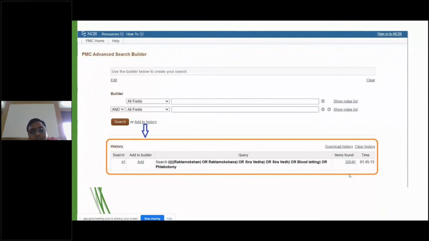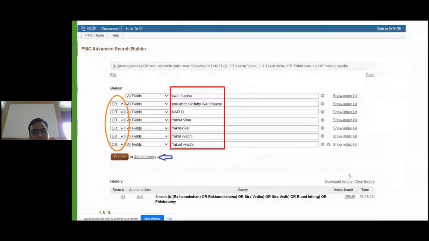Then I want information about liver diseases. So I proceed with my search on this search engine. I place all the terms that I want in my literature search: liver disease, non-alcoholic fatty liver disease, NAFLD, Yakrut Vikar, Yakrit Vikar. Some scholars use Yakrut, some use Yakrit.